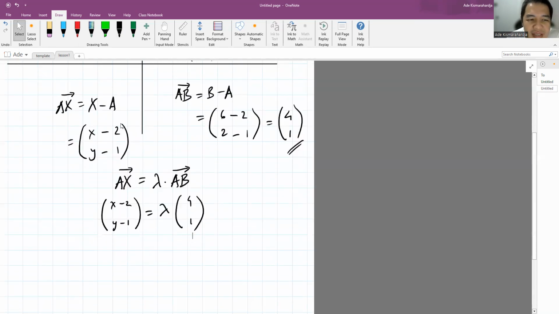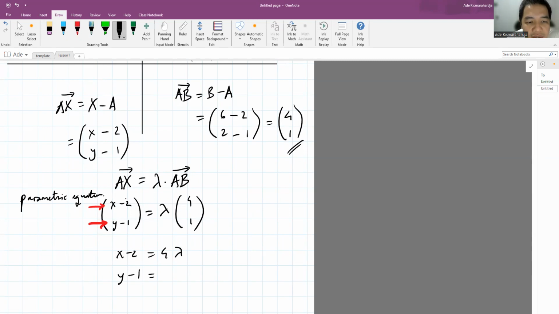Now, let me tell you something. What we have here is called a parametric equation. I can split this equation into two equations. If you look at the first row, you get x minus 2 equals 4 times lambda. And if you look at the second row, we get another equation, y minus 1 equals 1 times lambda. So essentially, we got two equations, 1 and 2.